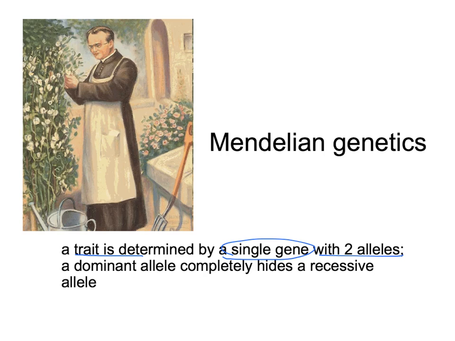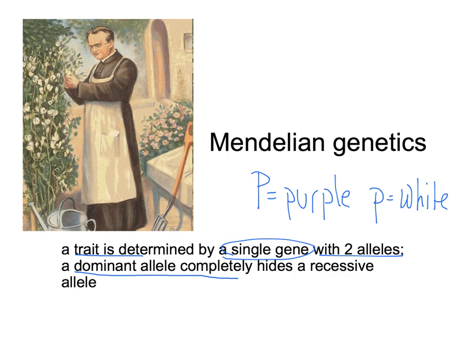So if we looked at pea color, okay, we had purple, remember, as the dominant, and then we had little p allele with the white flower color. And anytime we had that dominant allele, it would hide that recessive allele. So if we had the heterozygous individual or heterozygous genotype, it would always be a purple phenotype. So our non-Mendelian genetics, those rules do not apply.